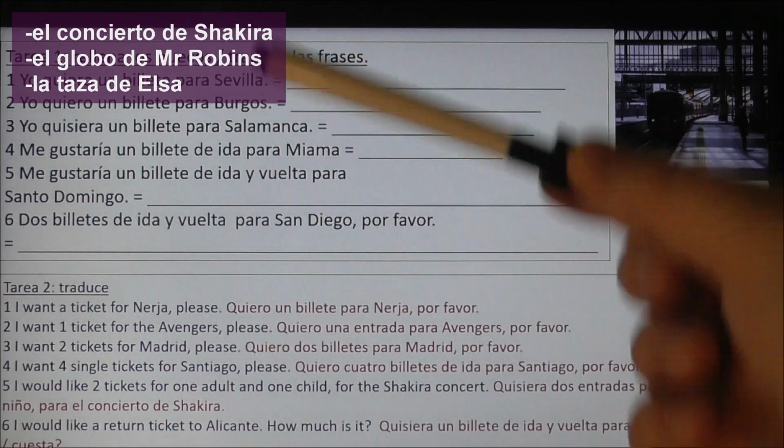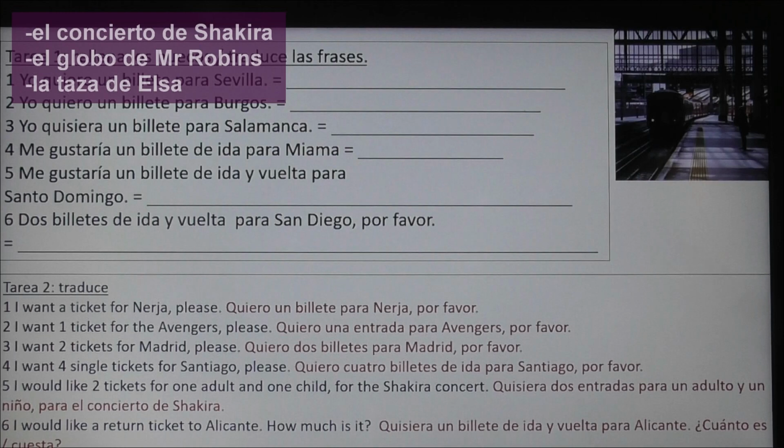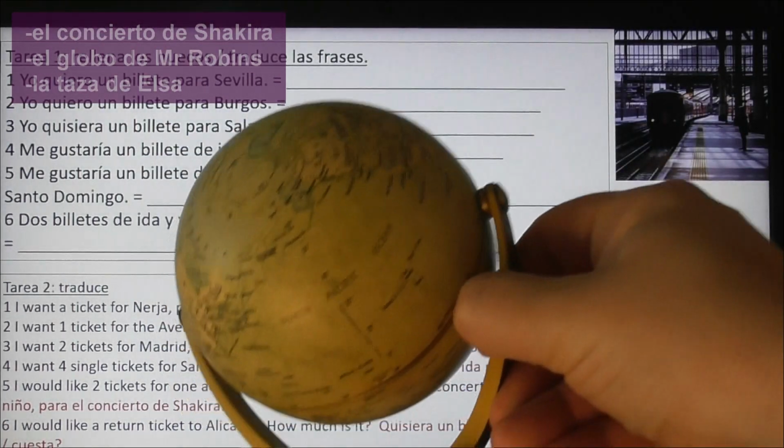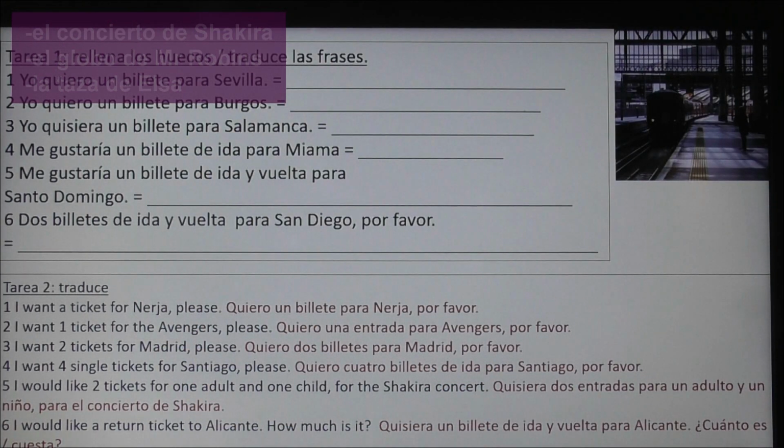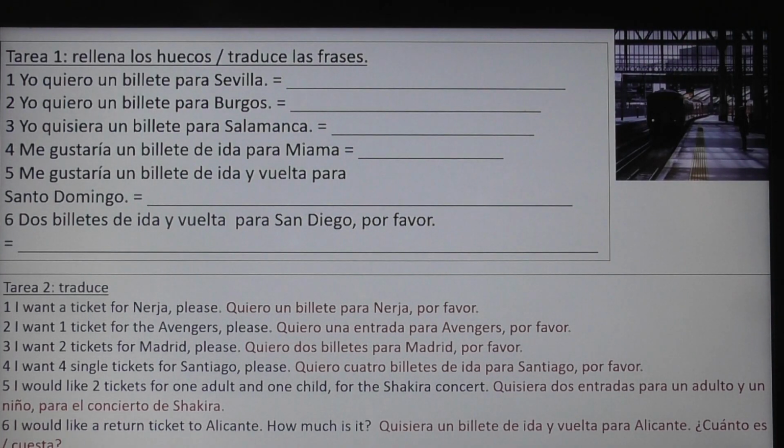In Spanish, if you want to say Shakira's concert, you have to say the concert of Shakira, the pen of Mr. Robbins, the globe of Mr. Robbins. Okay, so that's how we do it in Spanish. Anyway, have a look through. Any questions, let me know.